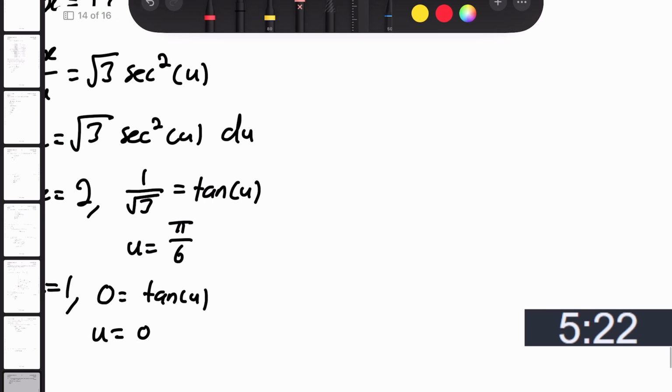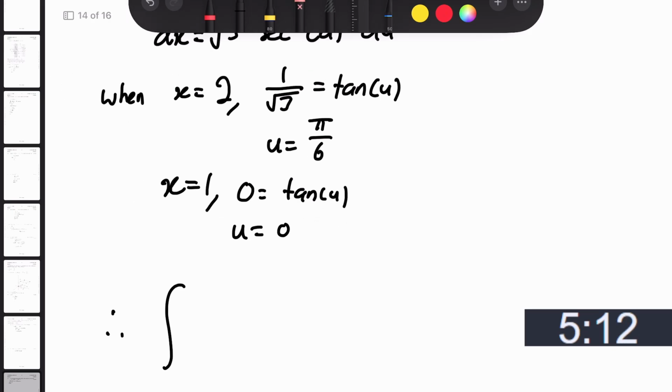Sine of pi on 6 is a half, all over square root of 3 on 2, minus square root of 3. Okay, nice. So then therefore, we're going to have this as the integral from 0 to pi on 6.